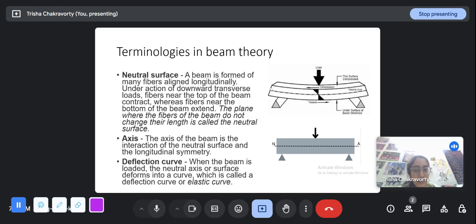Deflection curve. When the beam is loaded, the neutral axis or surface deforms into a curve, which is called the deflection curve or elastic curve. Basically, the entire beam deflects in some manner, but since we are treating y as a function of x, we are considering the x along the neutral axis. The beam has a depth and is a three-dimensional body, but here we look at the neutral axis as a single line, and y of x is the deflection profile considering how the neutral axis deforms.